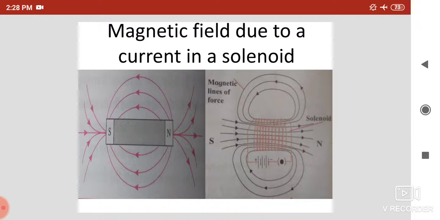It is shown the same, and near that figure a bar magnet is shown, where the magnetic lines of force travel from the north pole to the south pole. So here also, when current is passed through the loop, magnetic lines of force are produced. These magnetic lines of force are similar to the lines of force produced by a bar magnet.